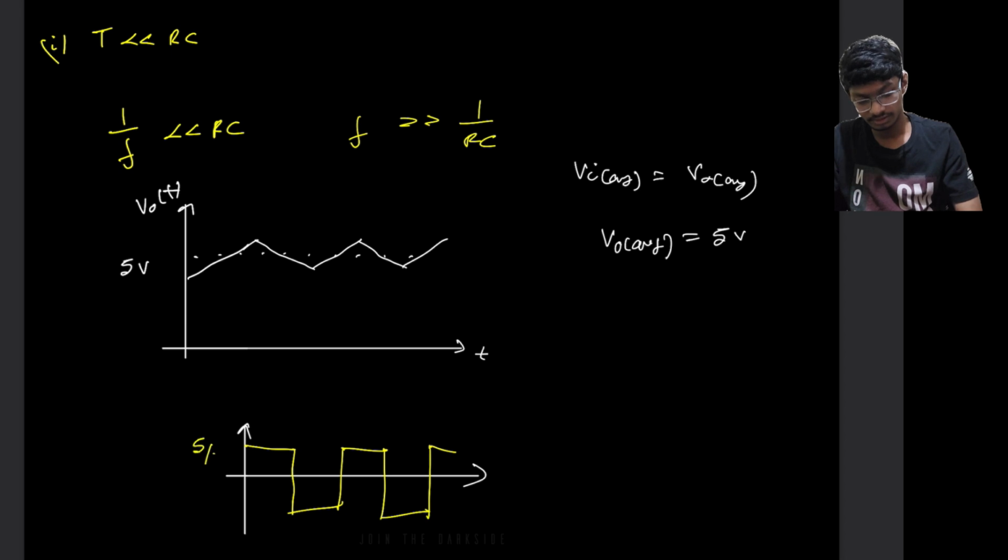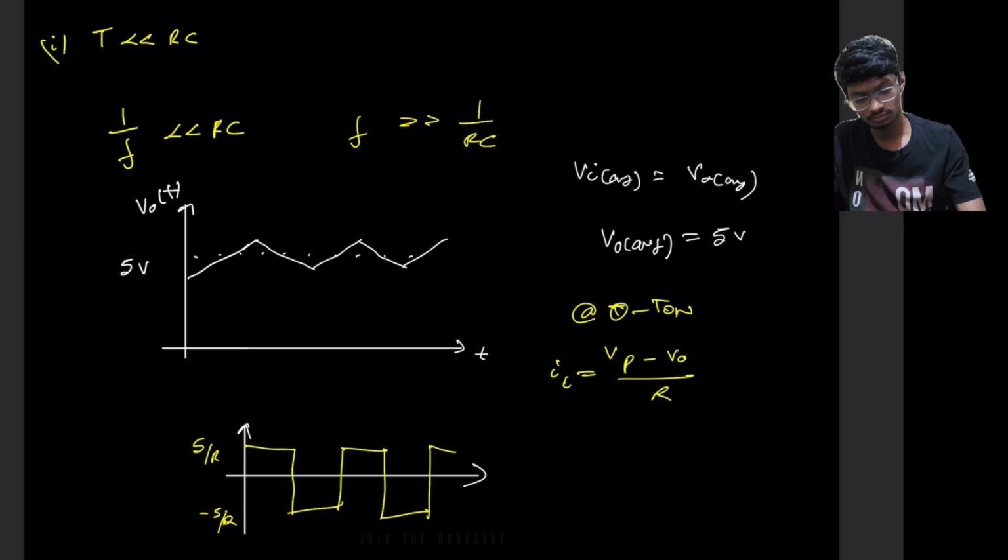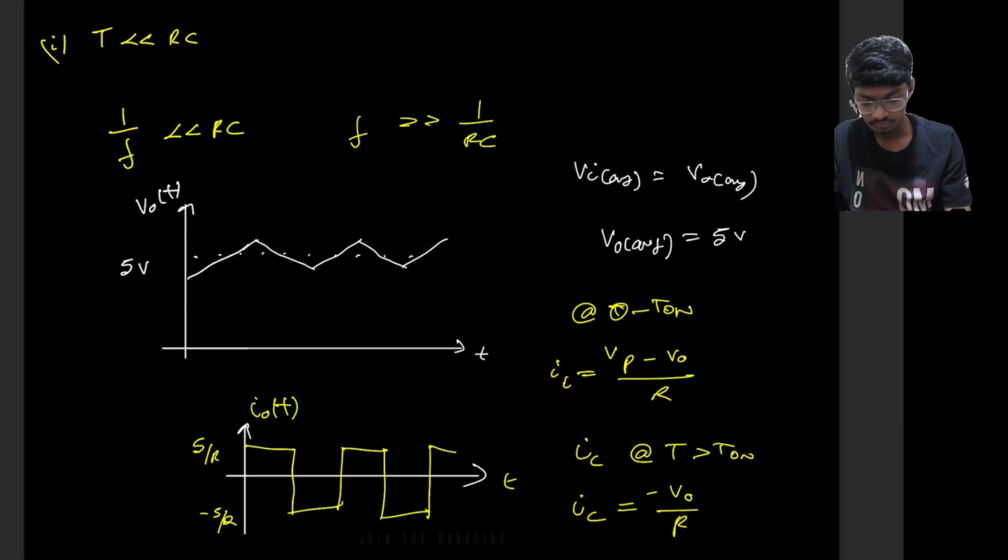So this will be 5 by R and minus 5 by R, right? Just basically solving the equations at 0 to t on. I of C equals Vp minus Vo by R. I of C at t after t on equals minus Vo by R. So this is basically the waveform for I of t.